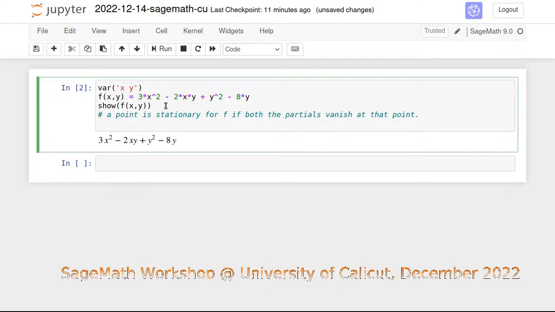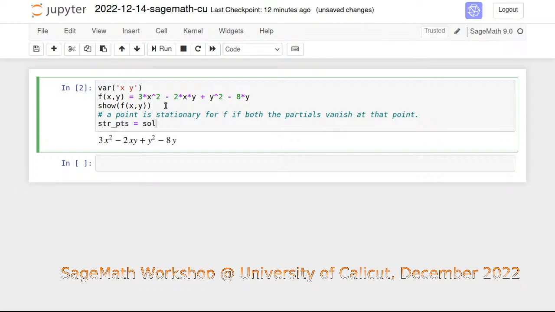If you try to solve for fx equal to 0, it can give one answer, and fy equal to 0 can give another answer. After solving, we need to check whether the vanishing points are the same, or whether there are some intersections in the set of all vanishing points of fx and fy. Instead of that, we can directly use one solve command in which both fx equal to 0 and fy equal to 0 can be simultaneously solved for x and y. So these are stationary points.